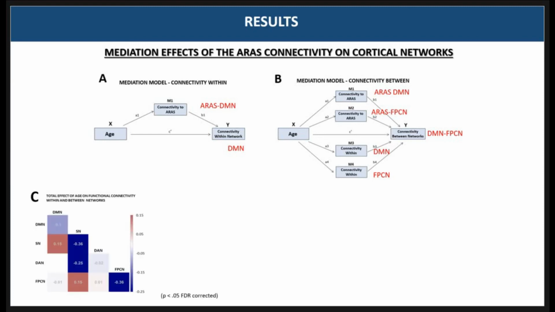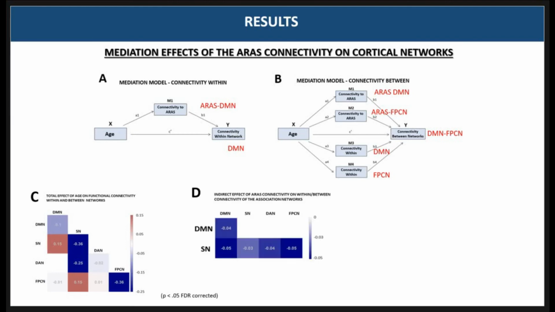So now moving on to the results down here, what we found is that first, in chart C, the mean effect of age on connectivity within and between association networks. And what we found, as shown earlier, is that the connectivity within networks tends to be reduced and the connectivity between networks tends to increase. Chart D shows the mediation results.